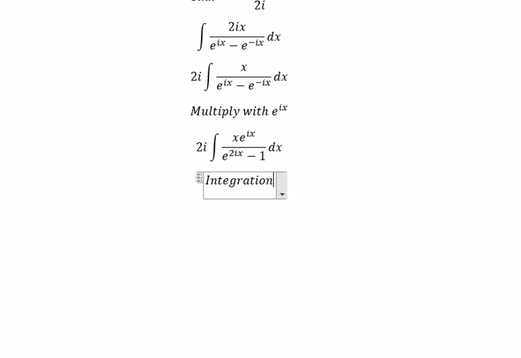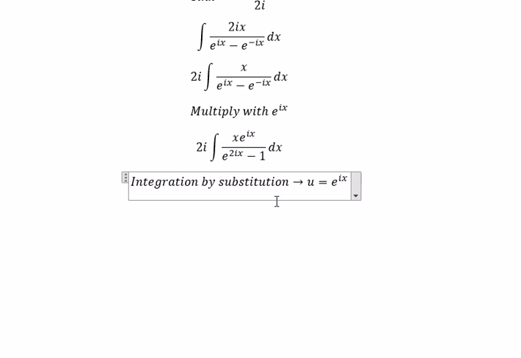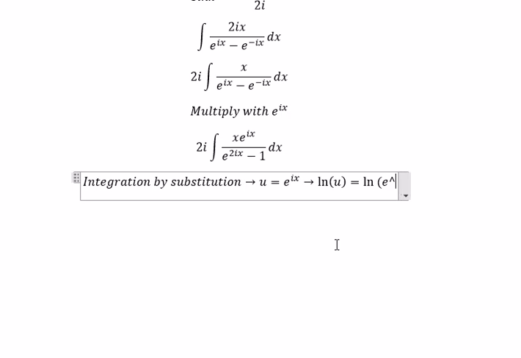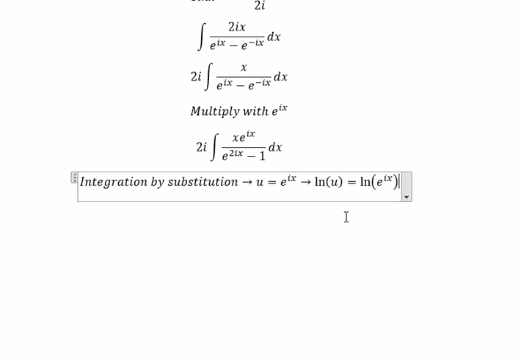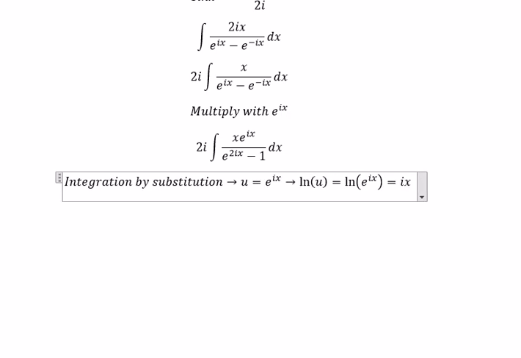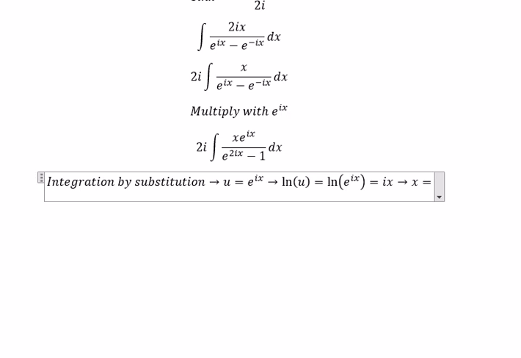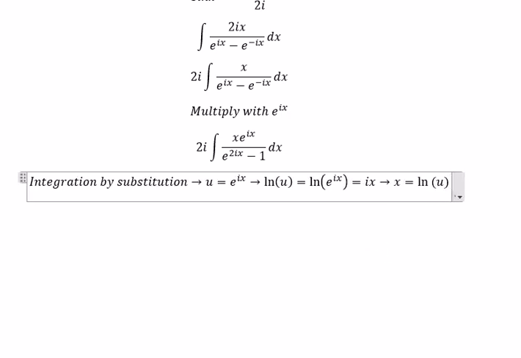So we put u equal to e to the power of ix. We need to find the value of x in here. So we use ln of u equal to ln of e to the power of ix. This is the natural log, and we got ix. So we change x into ln of u divided by i.